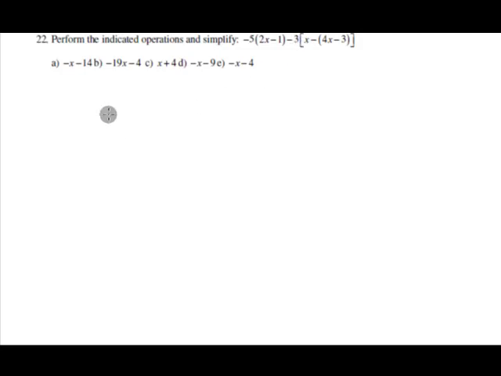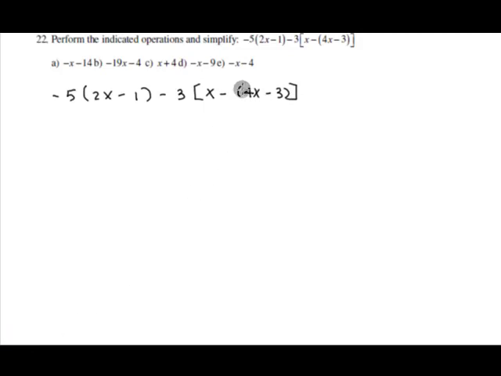So now let's go ahead and write out the problem. -5 times 2x minus 1, minus 3 times bracket x minus 4x minus 3 close parenthesis, then bracket. Now as we mentioned earlier, we want to deal with the inner bracket first.